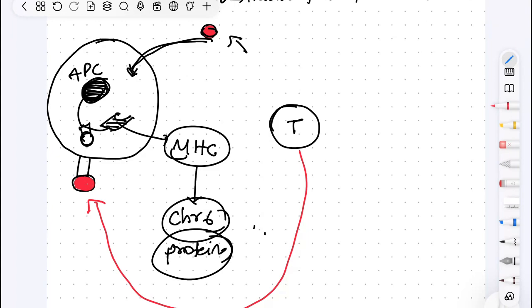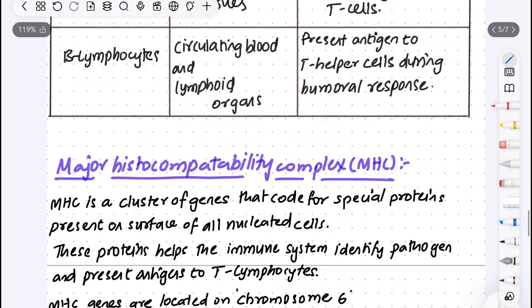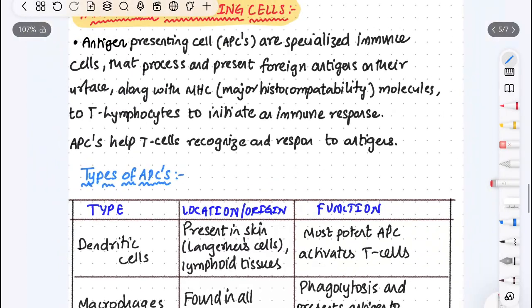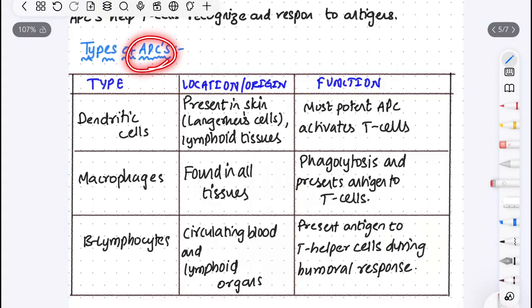Okay, so T lymphocytes cannot recognize the antigen by themselves. They require antigen presenting cells, and in antigen presenting cells we have some protein called MHC. They fuse with the antigen particle and are presented on the surface of antigen presenting cells so that T lymphocytes recognize them and cause a specific immune response. I hope you have understood the concept. Next, see, these APCs help T cells recognize and respond to antigens. Next, what are the types of APCs?